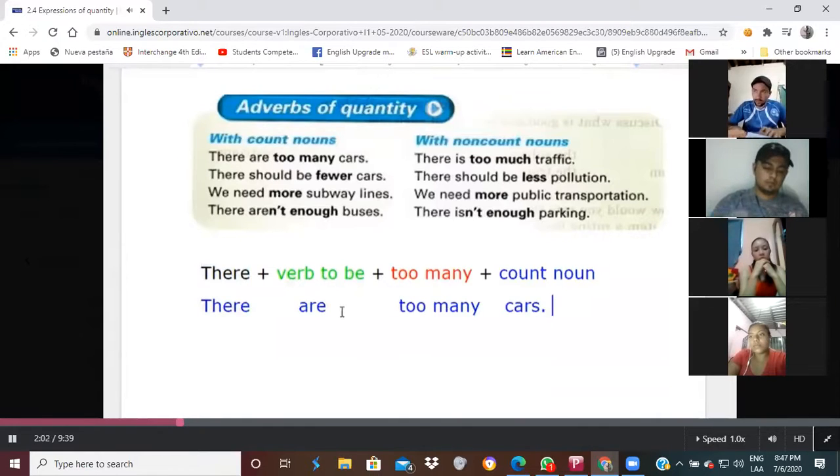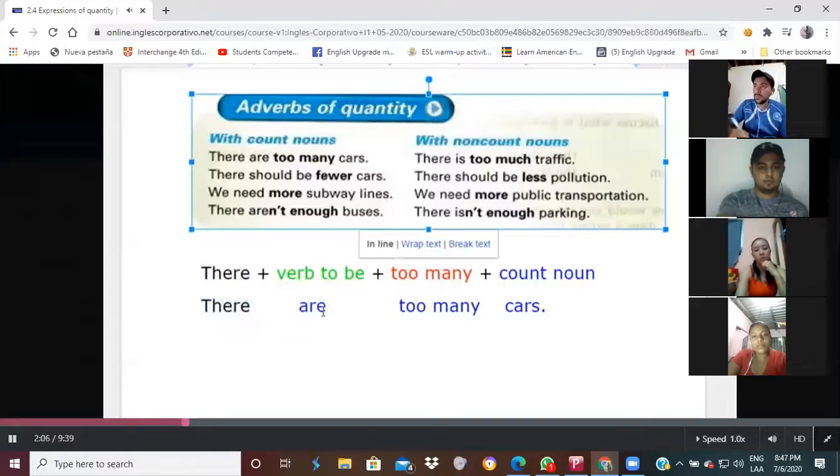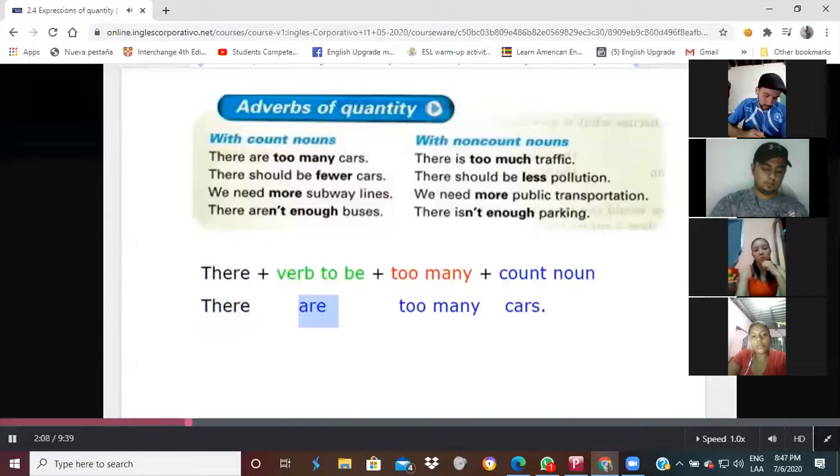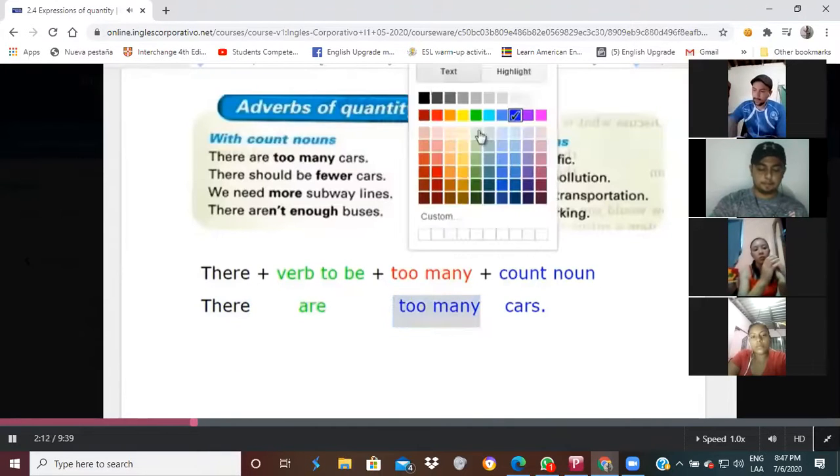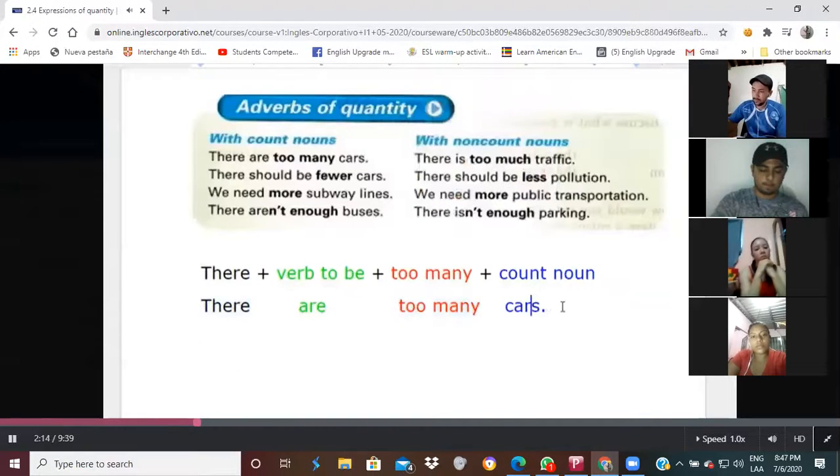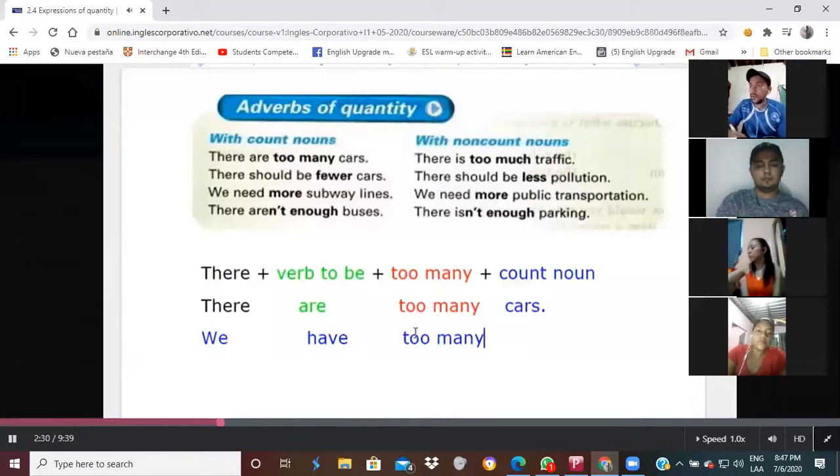Okay, and just so that we keep the pattern there, I'm going to go ahead and change the colors there, and that follows the verb to be, and then we have too many, and that's how we make that expression. There are too many cars. We can also say we have too many cars.